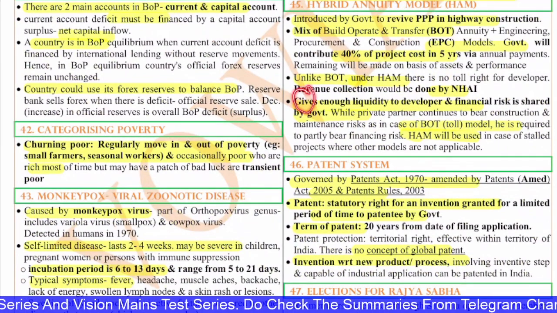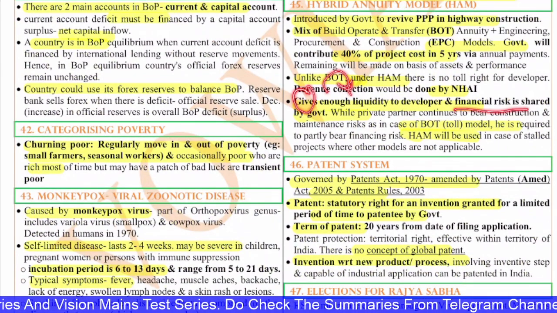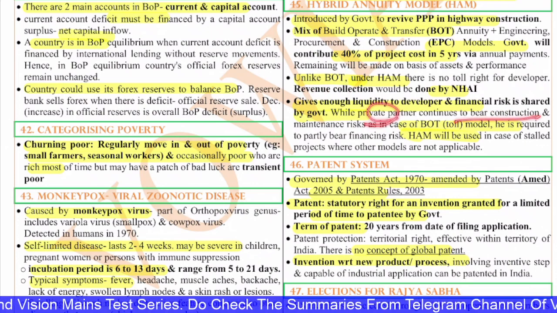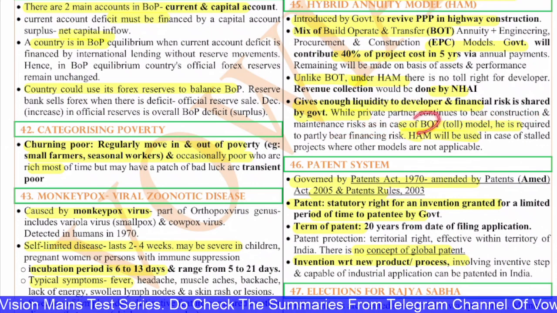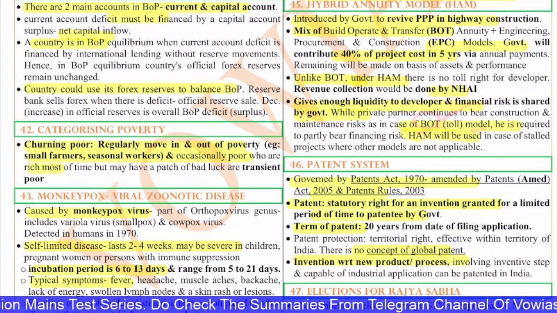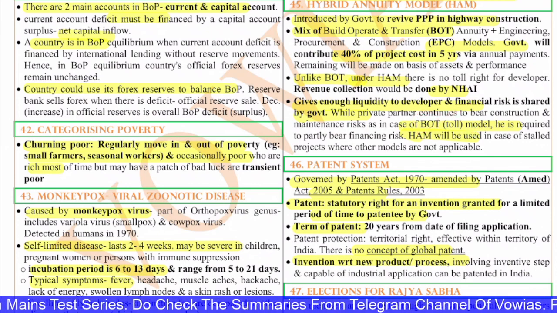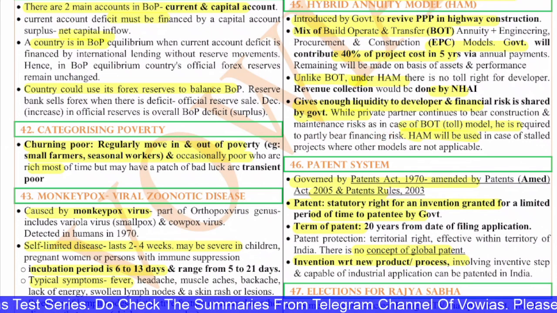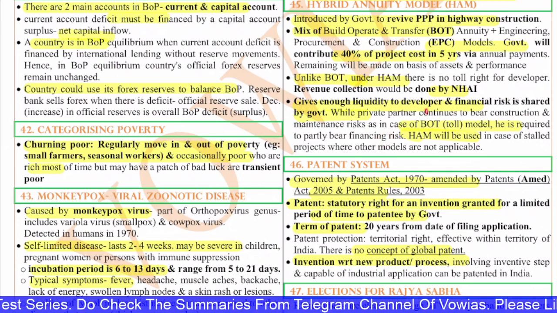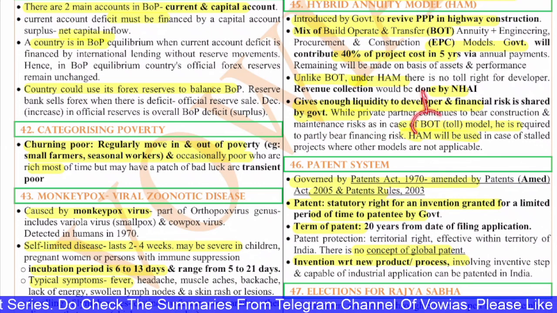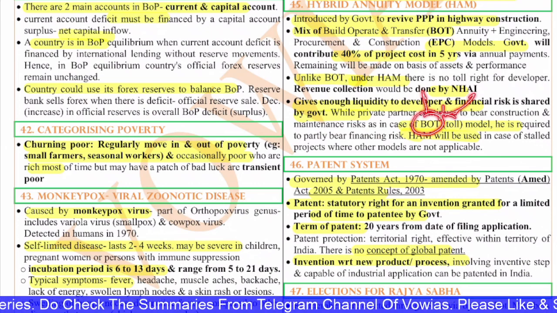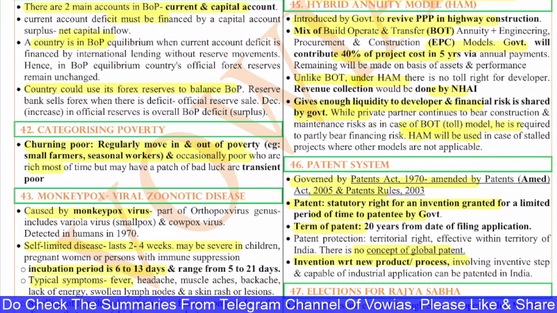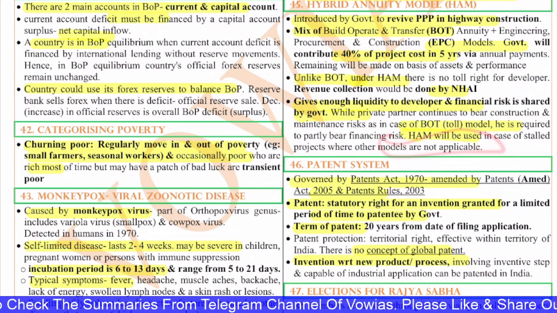So this will give enough liquidity to the developer, and financial risk is shared by the government, while the private partner continues to bear the construction and maintenance risk. In case of the BOT model, he is actually required to bear even the financial risk. That is the main thing. So here the financial risk is shared by the government, but under BOT in general, the entire financial risk will go to the developer only. The HAM will be used in case of stalled projects where other models are not applicable.